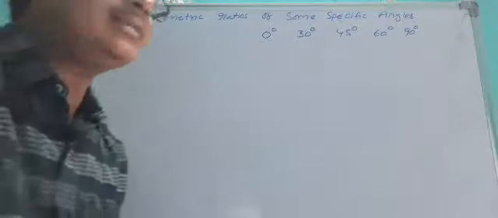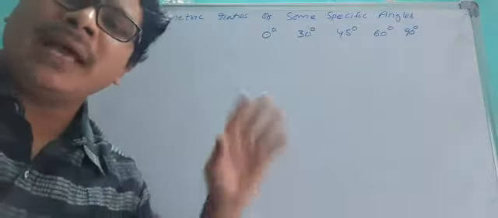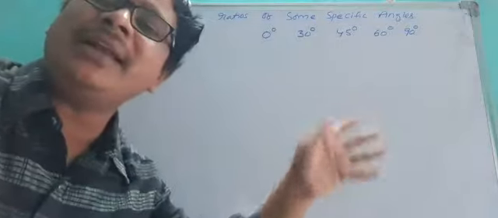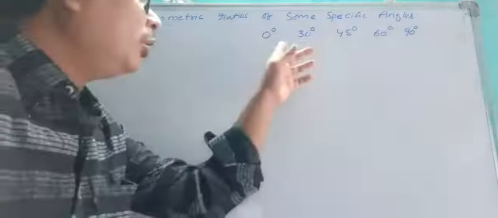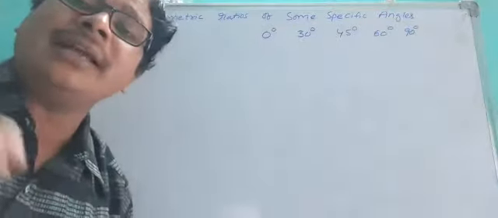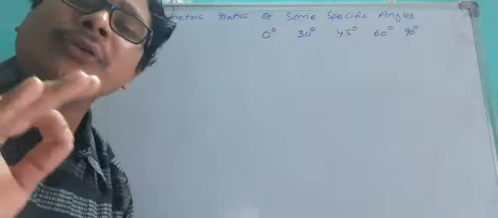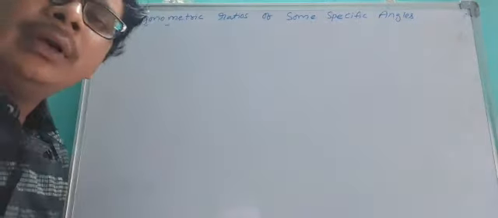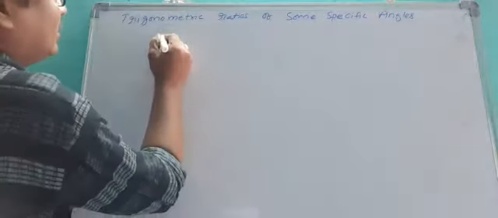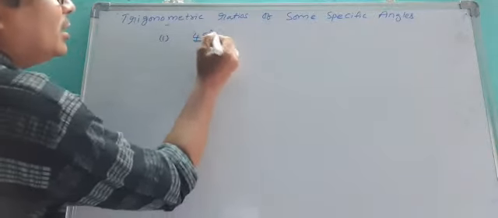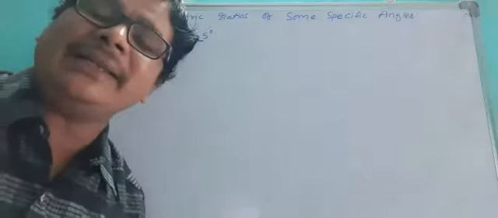The specific angles are sin 0, sin 30, sin 45, sin 60, sin 90, like that. Cos 0, cos 30, cos 45 degrees, cos 60 degrees and cos 90 degrees, like that. Okay, how to derive? I explain one by one. Listen carefully. First one is trigonometric ratios with the specific angle 45 degrees.